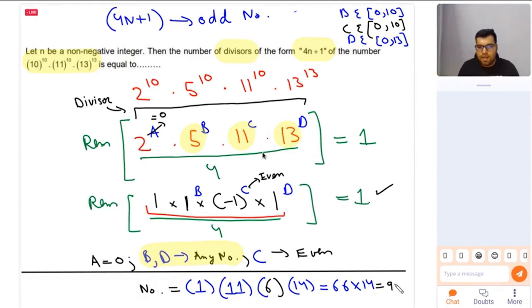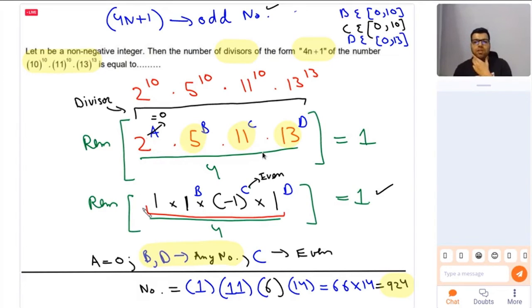I will repeat it again. It will be very clear to you, and you will see that this was a 2-minute question, but had to be done carefully. So the divisor is of the form 2 raised to power a, 5 raised to power b, 11 raised to power c, 13 raised to power d. We notice that in 4n plus 1, since the divisor has to be odd, only 2 to power 0 is possible. A has to be 0, so that the divisor is odd.